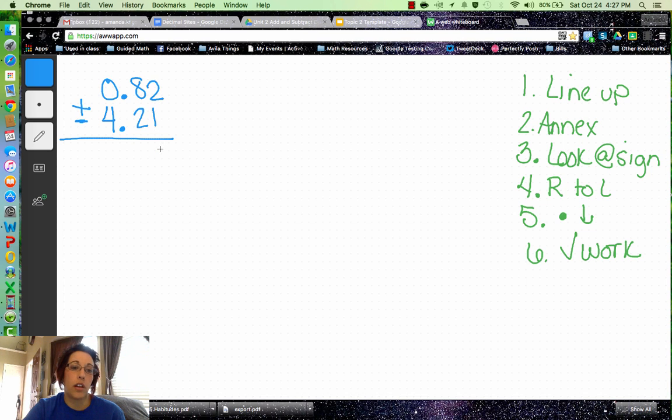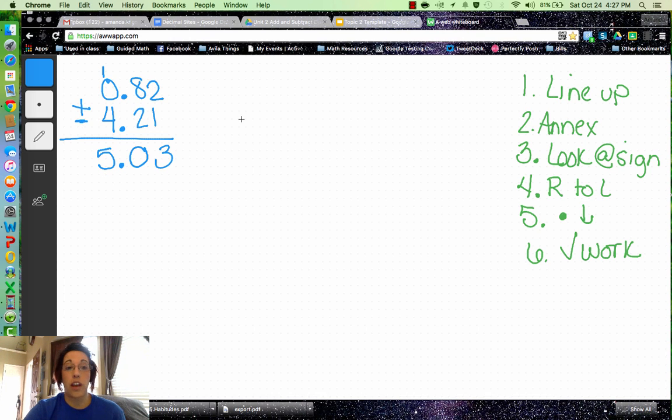2 plus 1 is 3. 8 plus 2 is 10. So we need to regroup. 0 goes down, 1 goes up. 0 plus 4 is 4, plus 1 more is 5. Step 5, we bring the decimal down. Decimal, decimal, decimal. Step 6, we check our work.